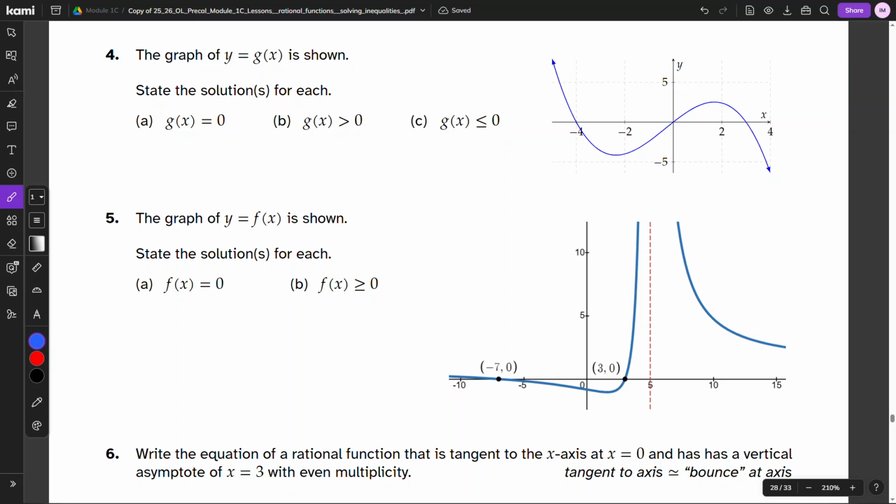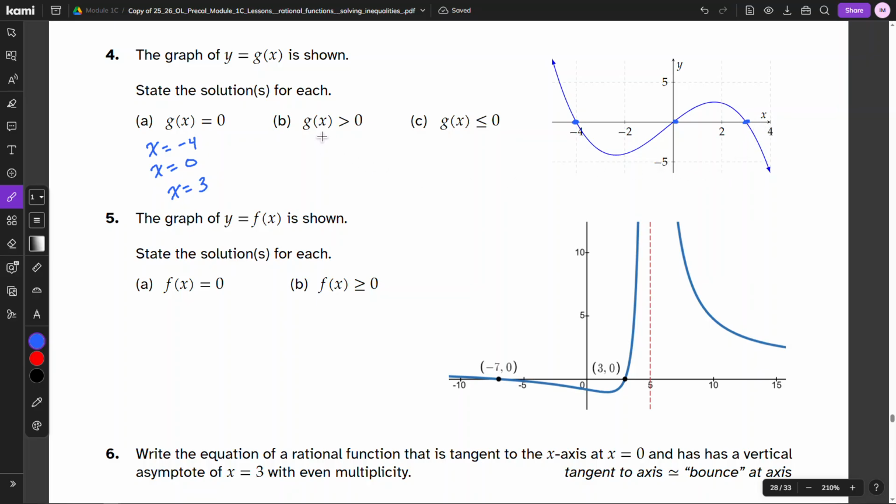A little bit more practice from day 4 for our module. The graph of y equals g of x is shown. We want to state the solutions for each of these. So if I want to know when my function is equal to 0, my function is equal to 0 at each of those spots, which seems to be when x is equal to -4, when x is equal to 0, or when x is equal to 3. If I'm going to assume rational values between 2 and 4, looks to be halfway, so 3.